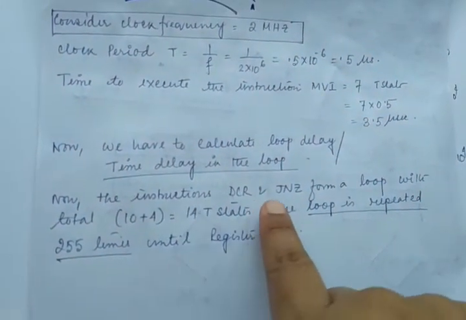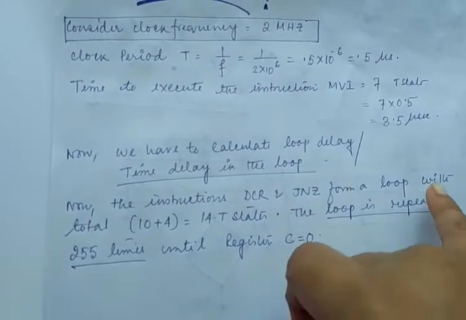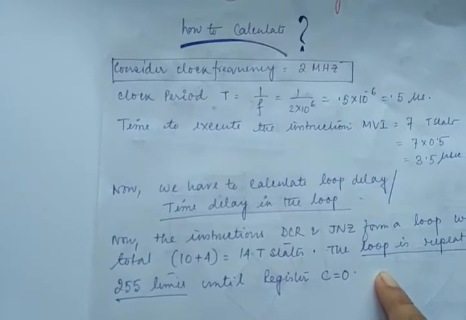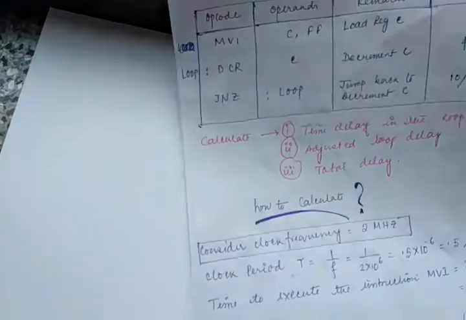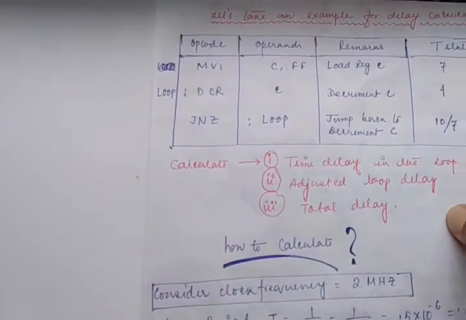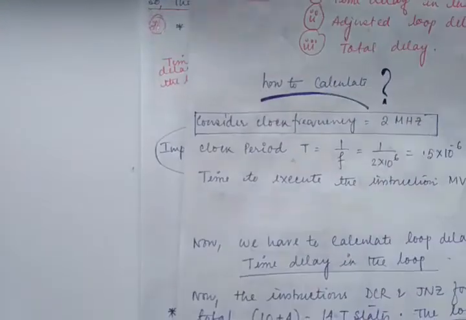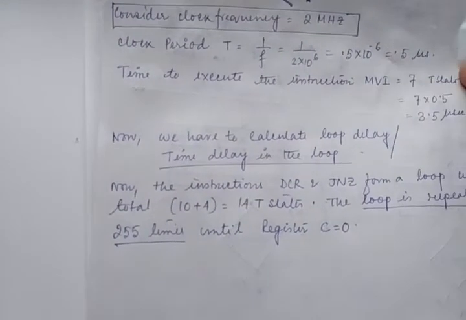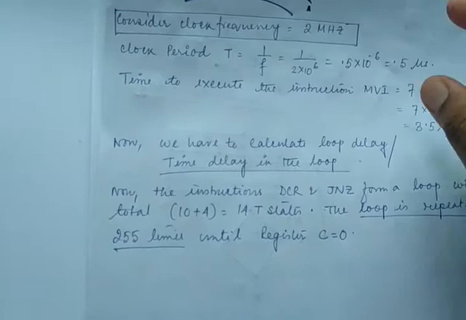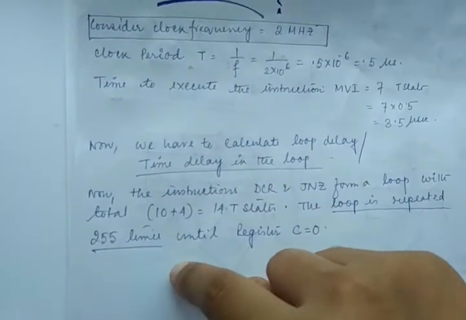Now the instructions DCR and JNZ form the loop within the total 14 T states, right? And the loop is repeated. How many times is the loop repeated? I have taken the value FF. FF is a hex code, but I have to convert it to decimal, otherwise I will not be able to calculate the delay. So what is the decimal value corresponding to this hex value? FF is equivalent to 255.